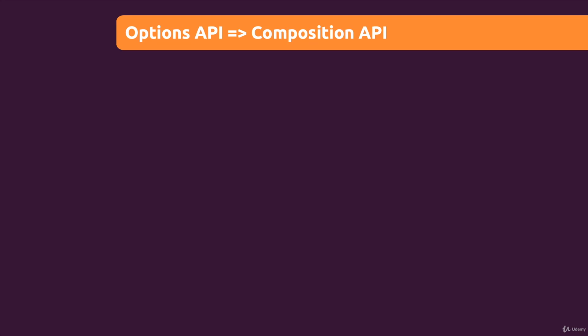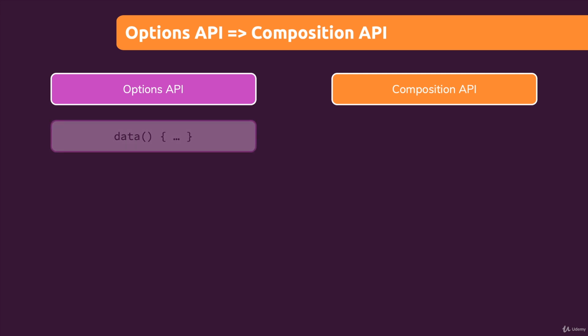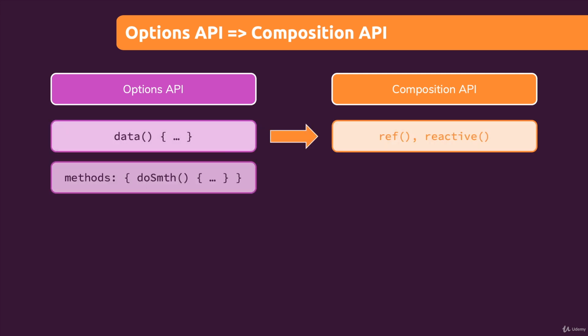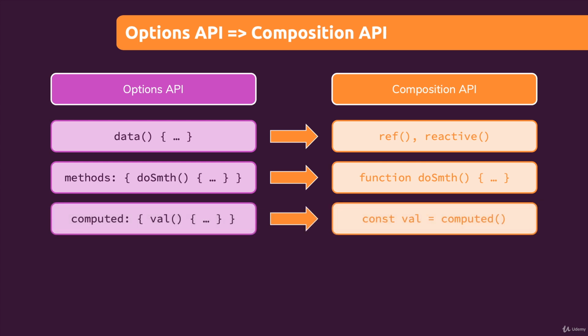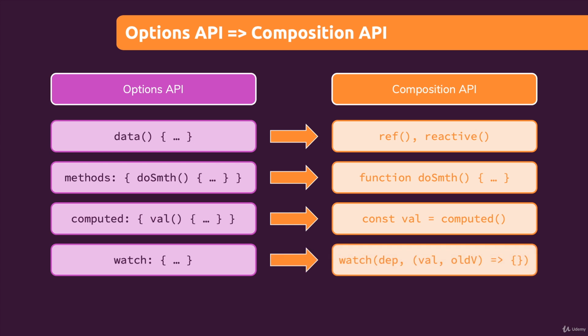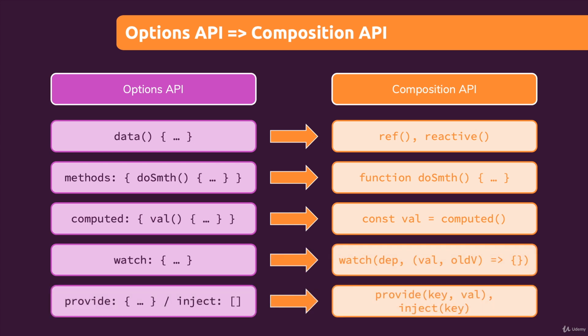So that's how we can go from the Options API to the Composition API. Data is replaced with refs and reactive. Methods are replaced with functions, which you expose to the template by returning them in that object, which you return in setup. Computed is replaced with the computed function, and watchers are replaced with the watcher functions. Provide inject is replaced with the provide and inject functions.